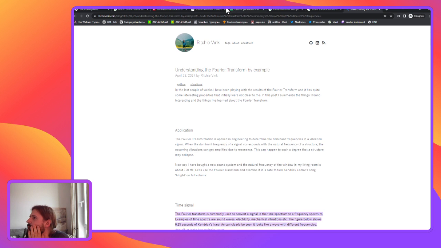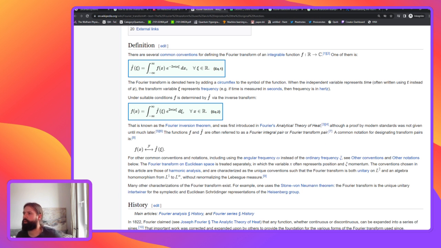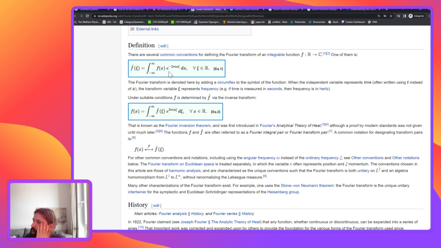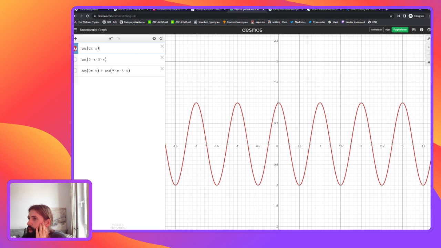That doesn't explain the math. I'm trying to understand why it's an integral, and why you're multiplying f of x with just that. I mean, we can make an example ourselves, right? Why not? Let's just say the function we want to do the Fourier transform of is just an actual pure sine wave or cosine wave, right? Like this one.